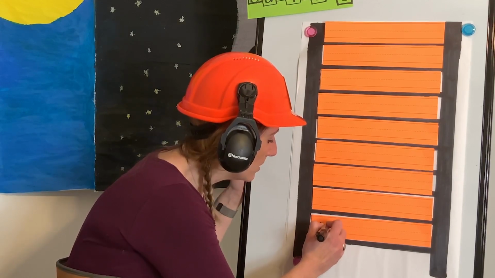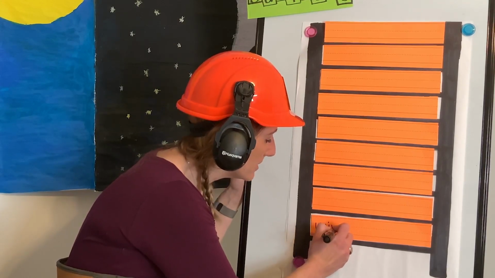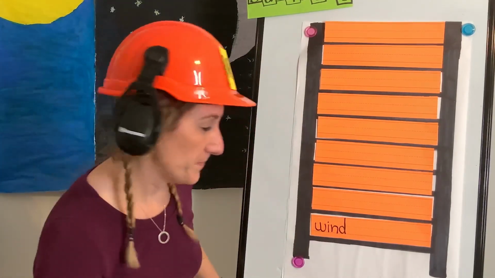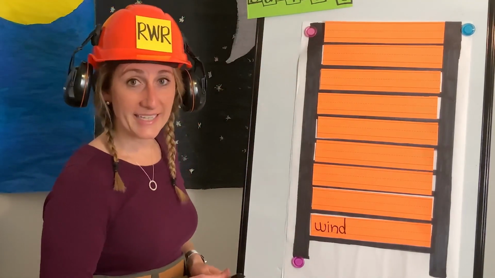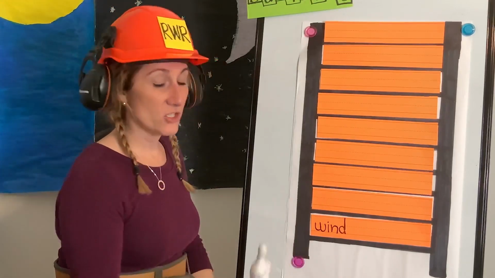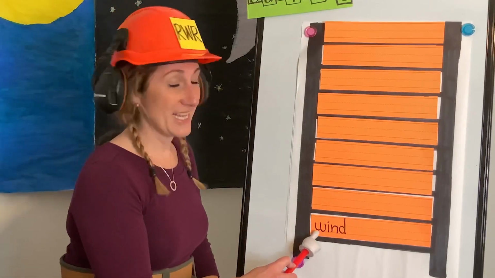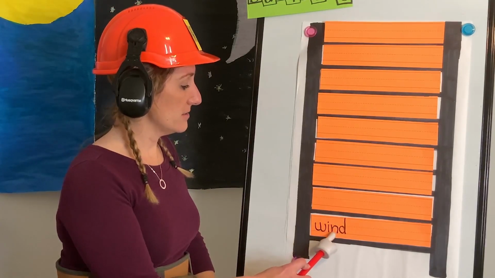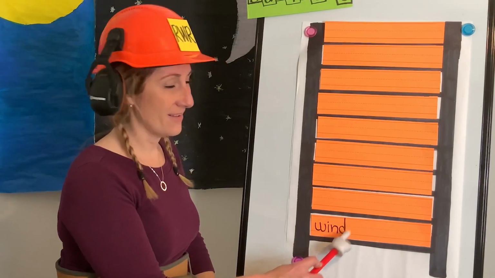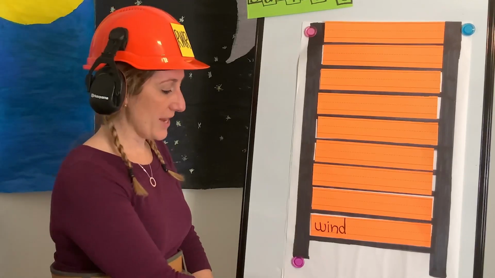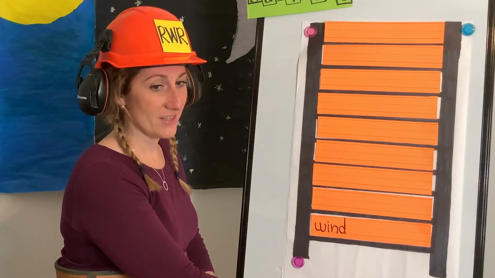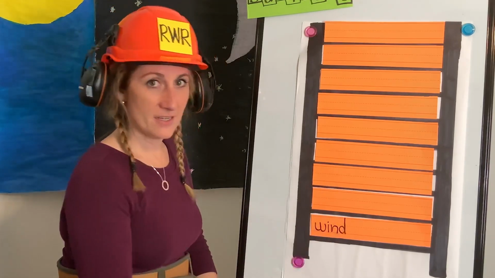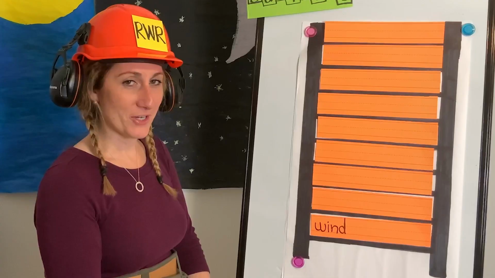W, i, n, d, wind. Now I need to really make sure that my sounds match. So I'm going to point and we're going to say the sounds as we point to the letters. Here we go. W, i, n, d, wind. We just made the word wind, listening to our sounds and putting down the letters that we know. And guess what? We've been working on the nd blend and it's right there at the end of that word.